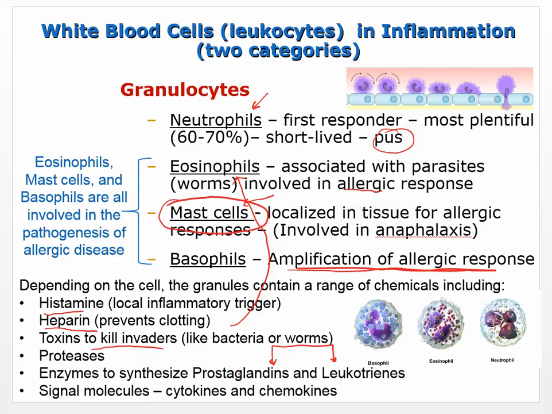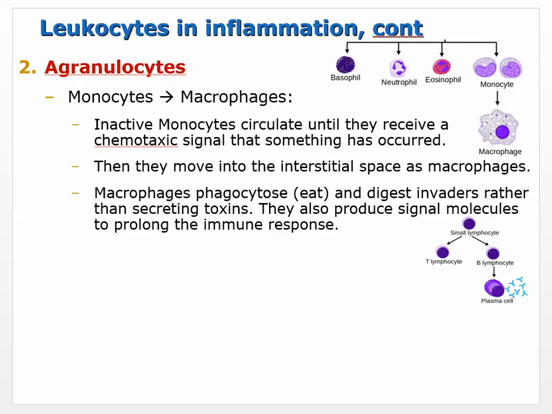Prostaglandins, that's what you block when you take an aspirin or an NSAID. You block the production of prostaglandins, and we'll talk about how that can reduce inflammation. But anyway, these guys are all in there, and they all have signaling molecules, cytokines, chemokines. We haven't talked about what chemokines are yet, but we will.